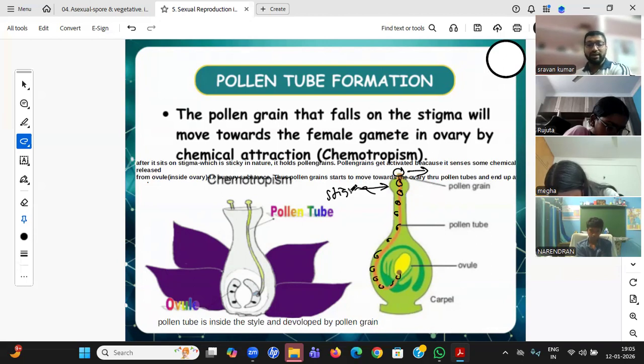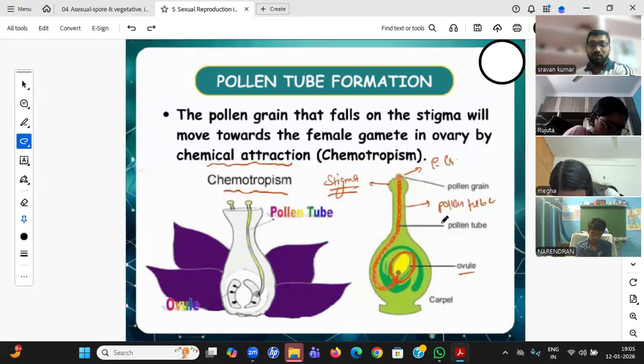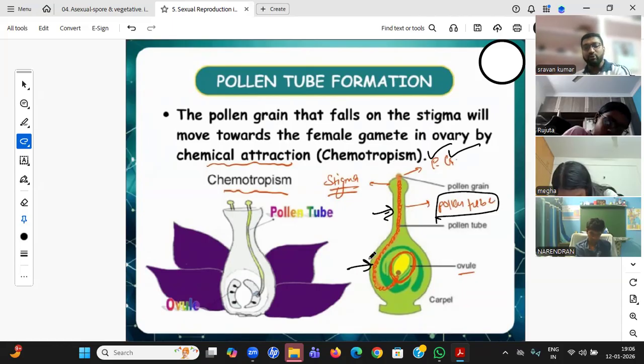chemotropism. Okay. So students, the ovule or the egg cell or the ovary is not making any duct. The pollen grain itself is creating some gap and moving inside up to the egg cell. So the pollen tube is created by whom? It is by the pollen grain only. So never get confused. It is not created by the style with the ovule taking help. No, it is only by the pollen grain.